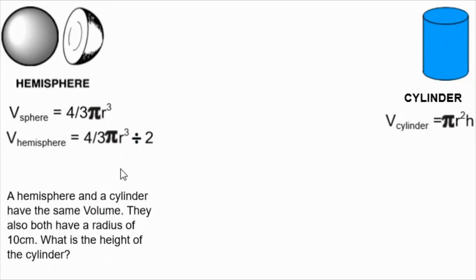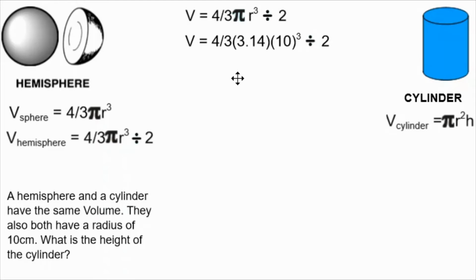We will do the same volume of a sphere formula, but then we will divide by 2 to get the volume of the hemisphere. We proceed with the volume of the hemisphere formula. Plugging in, we replace pi with 3.14 and the r with 10. And now we start to simplify. Order of operations means I have to do the r cubed before I can do the multiplications. So 10 cubed turns into 1,000.